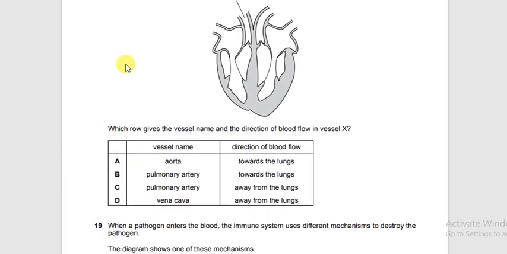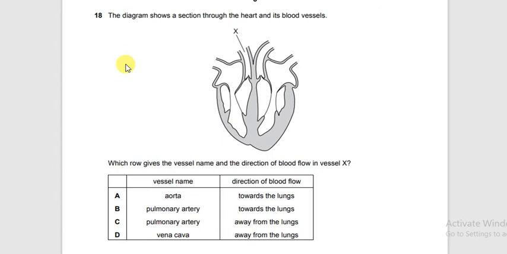Number 18, the diagram shows a section through the heart and its blood vessel. So obviously this is the pulmonary artery X, and it helps to take blood to the lungs for it to be oxygenated. So pulmonary artery towards the lungs, the answer is B.